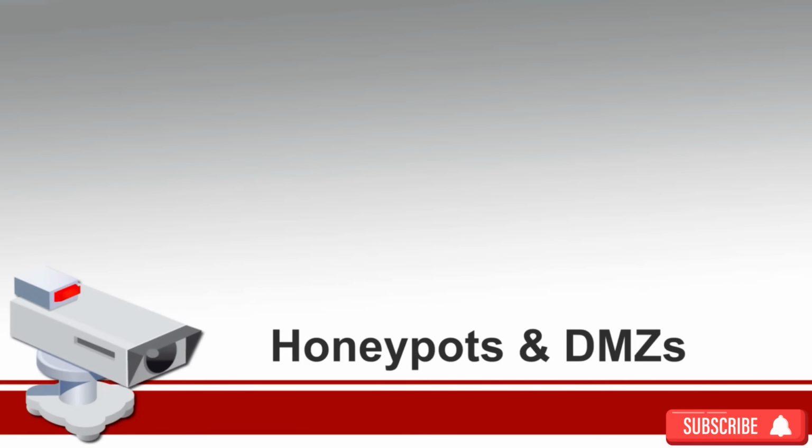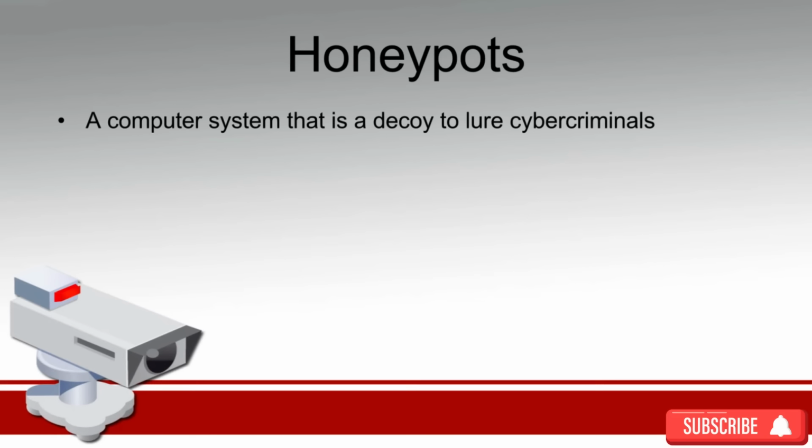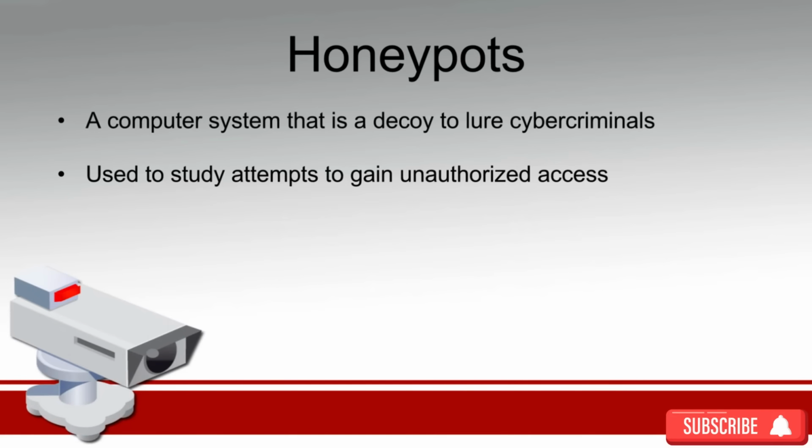So let's take a look at two other ways of protecting networks from cyber criminals, and we're talking about honeypots and DMZs. So what exactly is a honeypot? Well, a honeypot is a computer system or network that acts as a decoy in order to lure cyber criminals. So the main objective here is to study the attempts by the cyber criminals to gain unauthorized access. So basically, you have the honeypot, the cyber criminals see it, they think it's a real target, they begin trying.